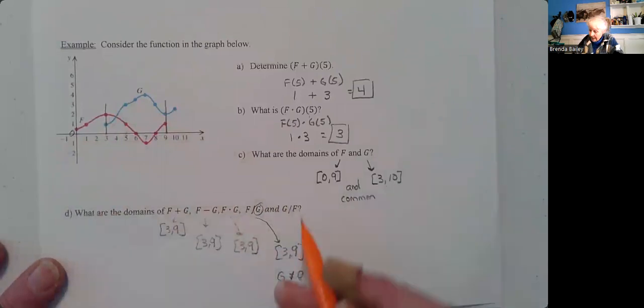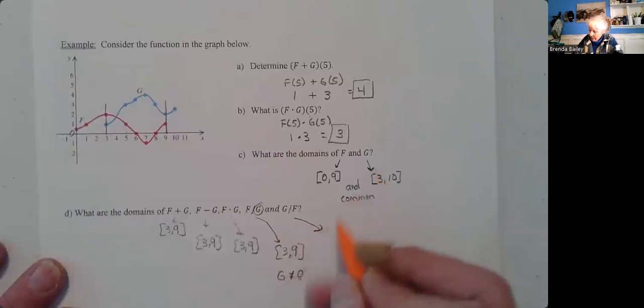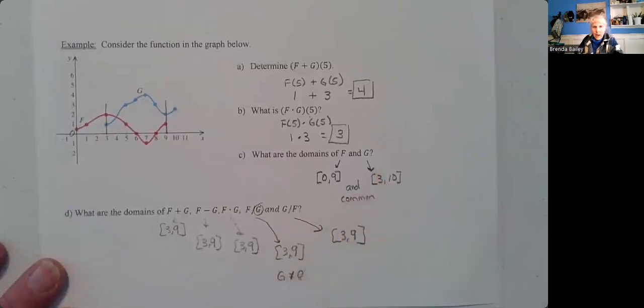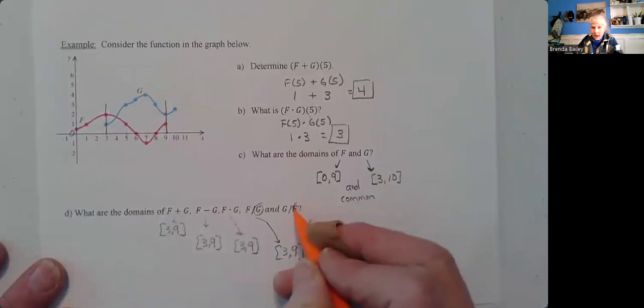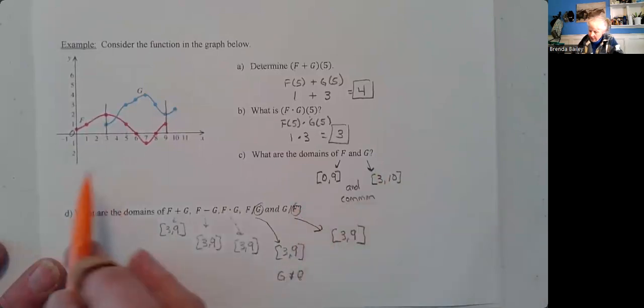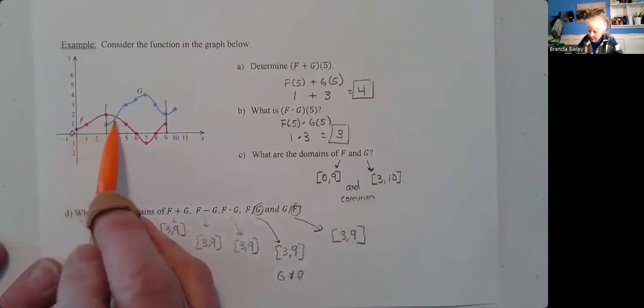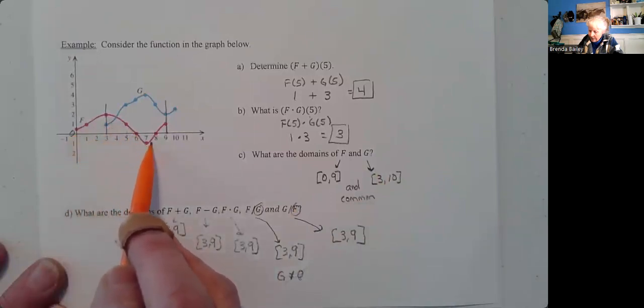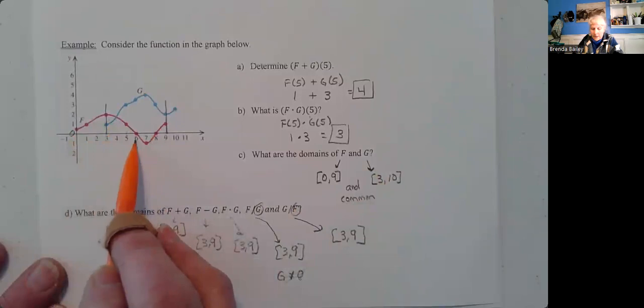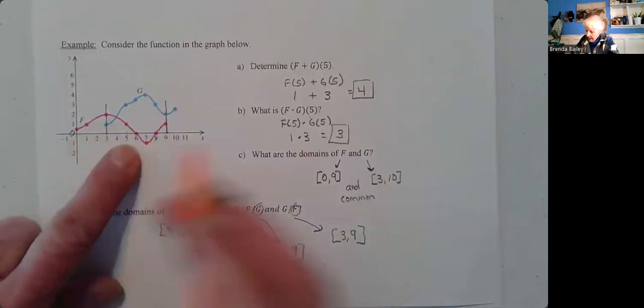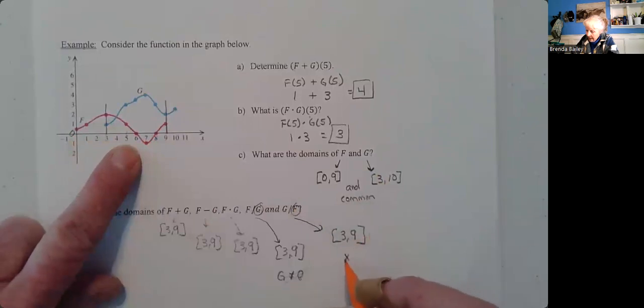But what about this guy? Well, we know we can go 3 to 9, right? But F cannot be 0. Is there a time when F is equal to 0? There's 2 times, 6 and 8. So we have x cannot equal 6 and x cannot equal 8.